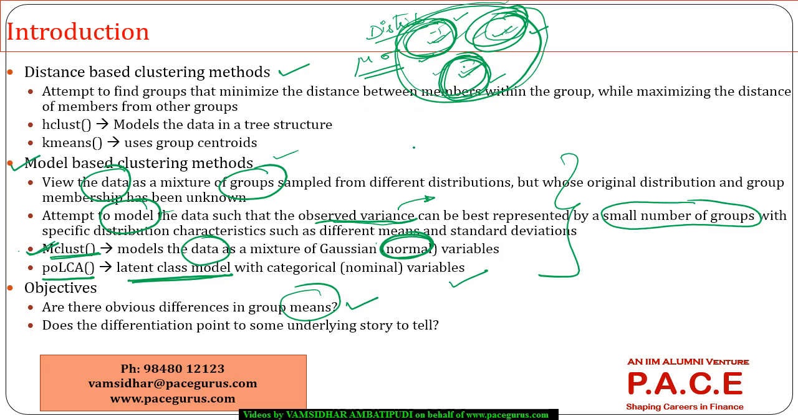And does the differentiation point to some underlying story to tell? Can I have a story which talks about where the differentiation exists across the groups? Can I create a business case study which says that on these fronts this cluster is different from that cluster? When I am able to do that, that is where the real benefit of clustering is going to come up for me.